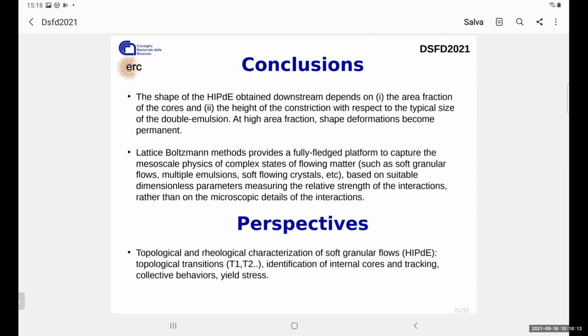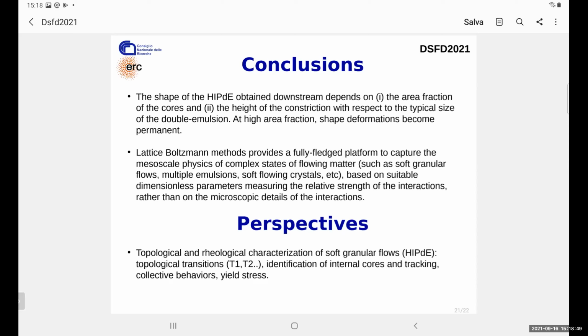And of course, there is much work to do, in particular, a much deeper characterization of the topological and rheological aspects of this mixture, such as looking at whether there are topological transitions, identification and tracking of the motion of internal drops to understand whether there is an equation of motion governing their dynamics. And also, for example, whether there is a possible yield stress, marking the transition from a solid-like behavior to a liquid-like one, if these are the two regimes we have observed, and if they are correctly captured.